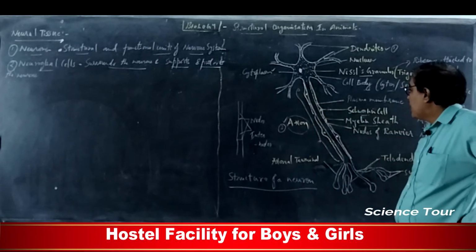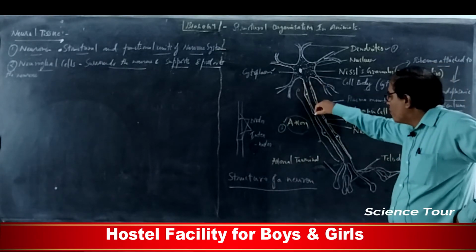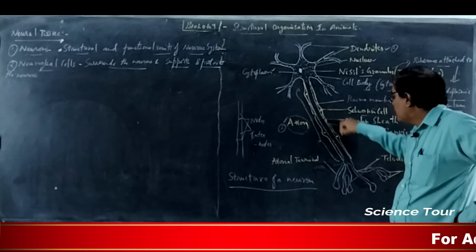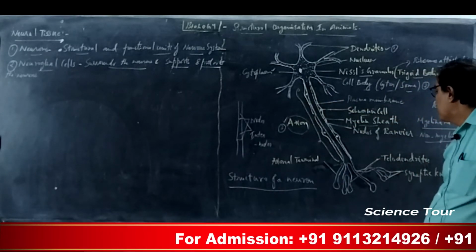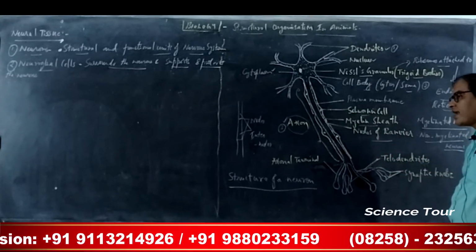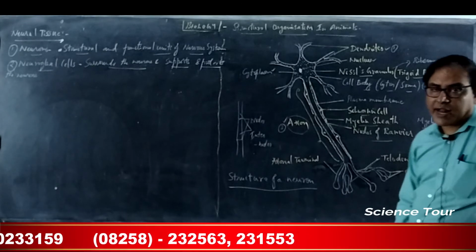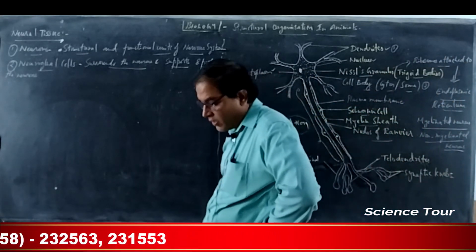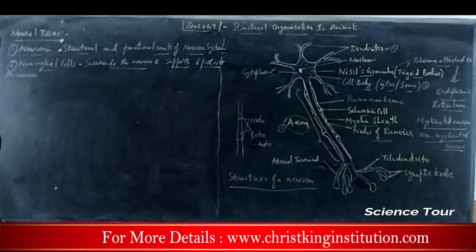So the electrical signals can jump directly from one node to another node. These nodes were discovered by a scientist Ranvier. So it is called as nodes of Ranvier.